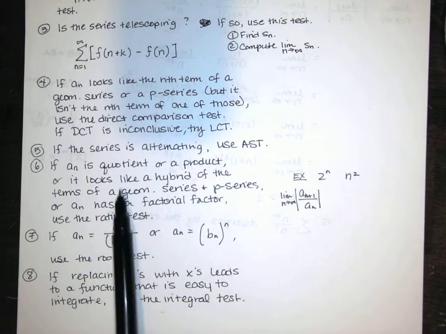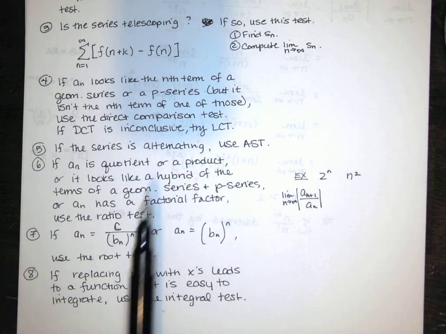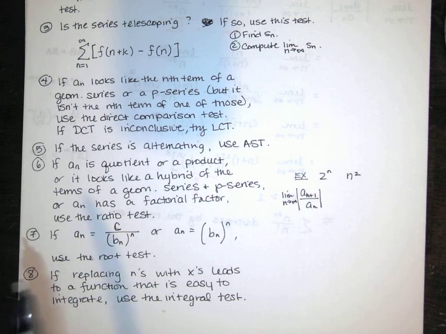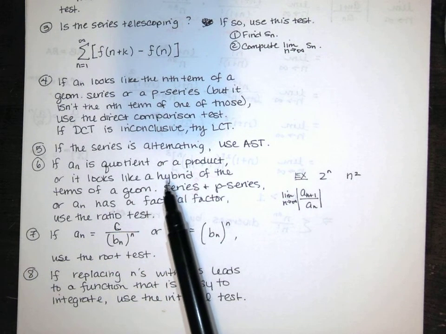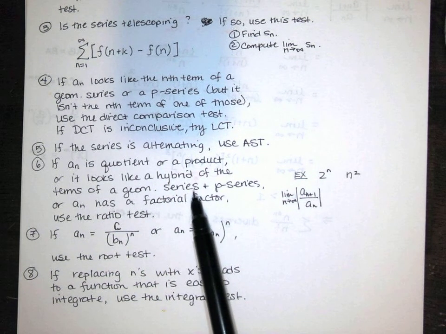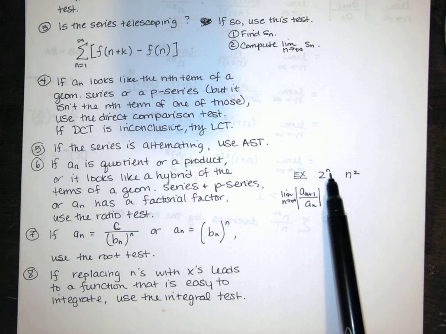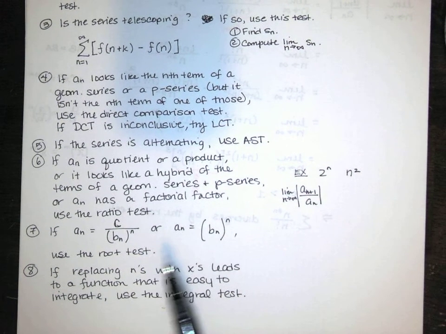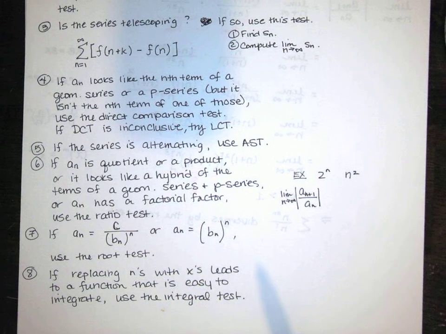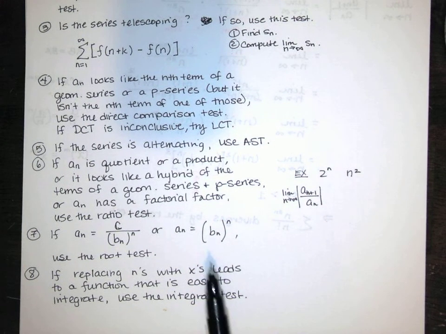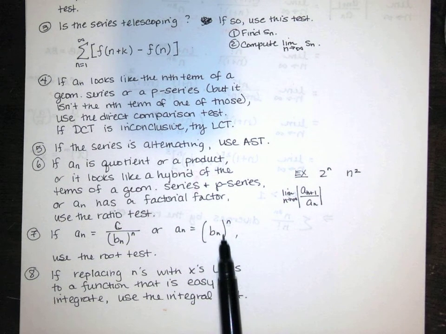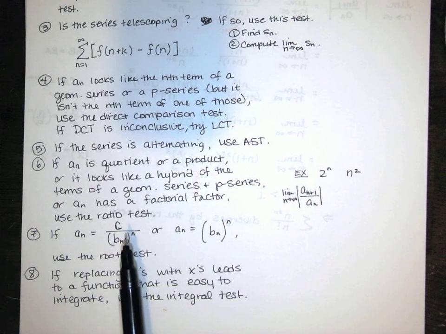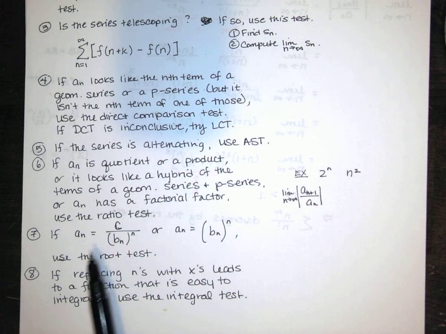Now, if your a sub n is a quotient or a product, or if the factors of a sub n look like a hybrid between those of a geometric series and a p-series, so you see numbers raised to powers and n raised to numbers, or if it has a factorial in it, the ratio test is a good option. If your nth term can be written as a function to the n, or a constant over a function to the n, the root test is a good option.